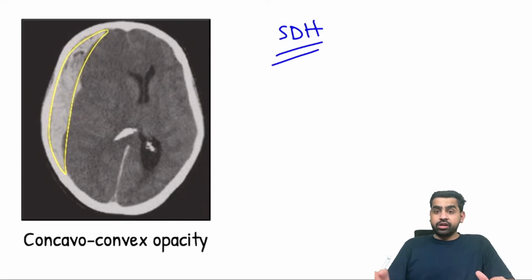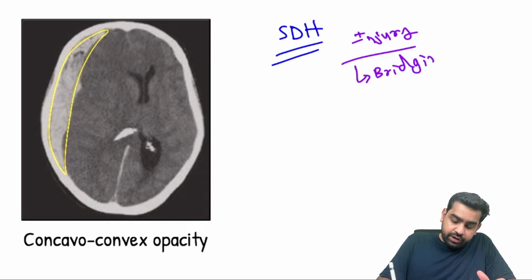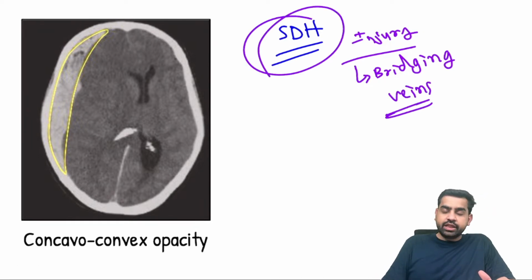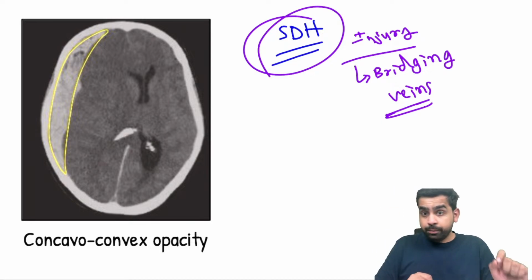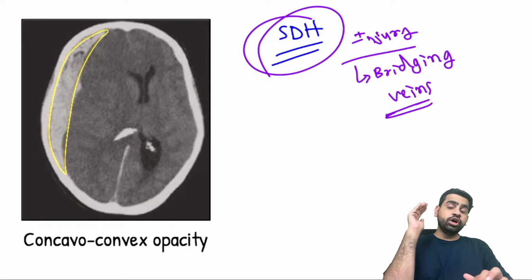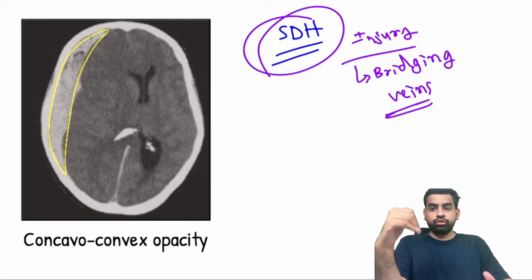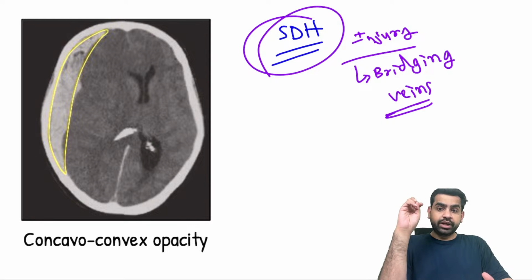Why does this subdural hematoma occur? This occurs because there is an injury to the bridging veins. If there is an injury to the bridging veins, the patients basically land up with a subdural hematoma. Blood gets accumulated between the dura mater and the arachnoid mater, subdural, below the dura mater. Okay, so I hope you've understood this point. This is a subdural hematoma.